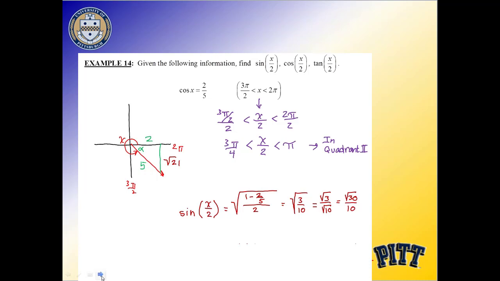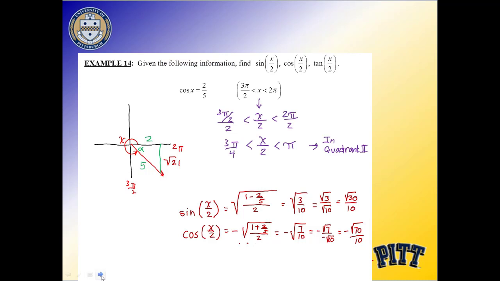So for the cosine of x over 2, I'm going to do the opposite: the square root of 1 plus the cosine of x, over 2. In this case, cosine of x is still 2/5. I'm choosing that negative sign because I know cosine of x over 2, being in quadrant 2, is going to be negative. So I would get negative the square root of 7 over 10 when I carry through all that math.